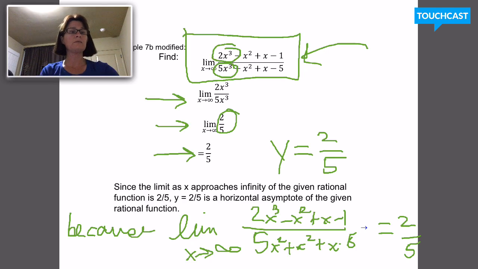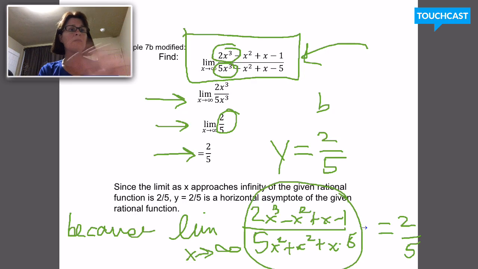A function, this for example, has a horizontal asymptote at y equals b, y equals some number, if the limit as x approaches infinity of that function is equal to b, that number.